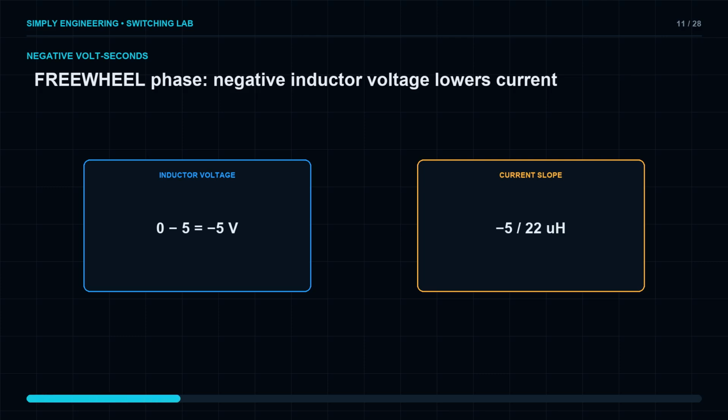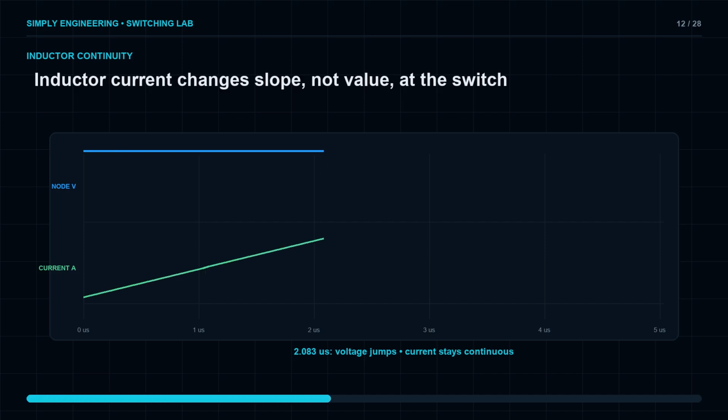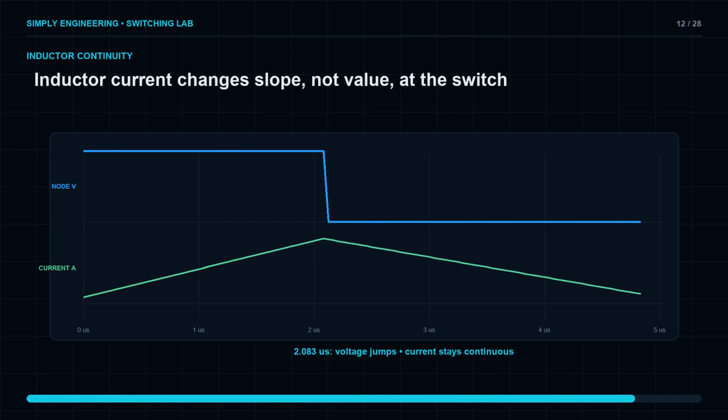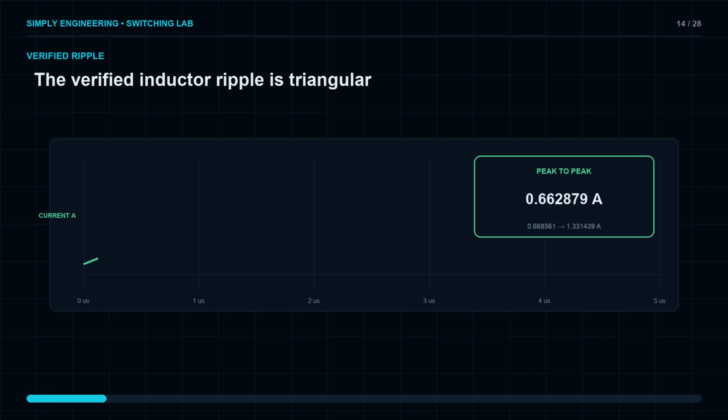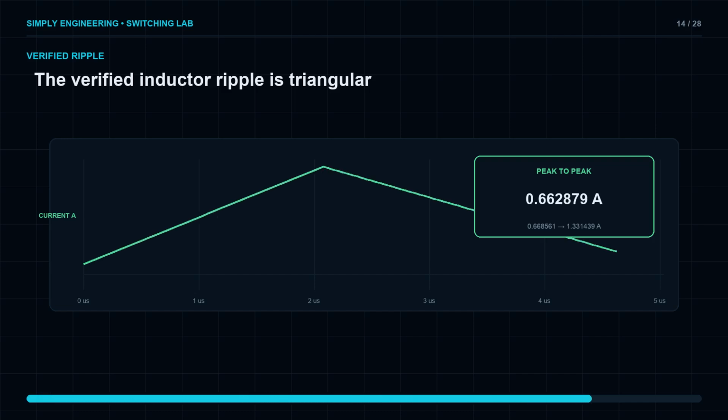The switch node falls near zero, making inductor voltage minus 5 volts. Current ramps down, but it cannot jump instantaneously. Equal positive and negative volt-seconds return current to its starting point. That triangular current spans 0.663 amps peak to peak.